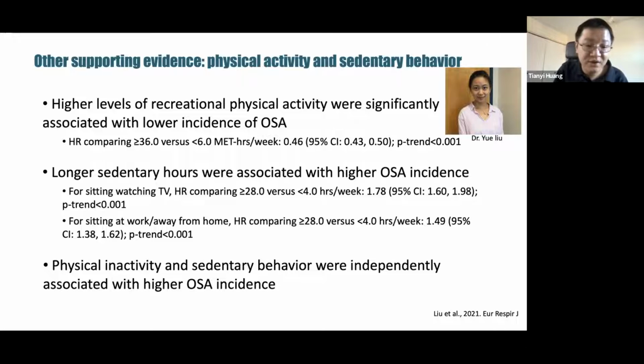Another interesting finding is that even when we put these two behaviors in the same model, we still observe significant associations, suggesting that physical inactivity and sedentary behavior were independently associated with higher OSA incidence.